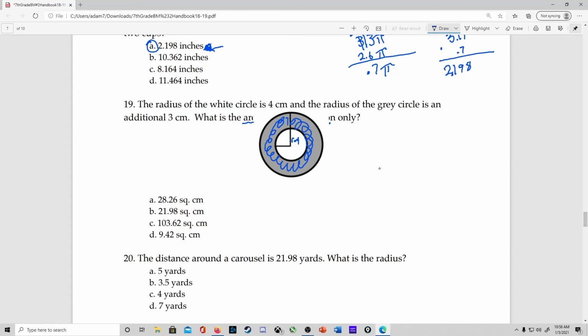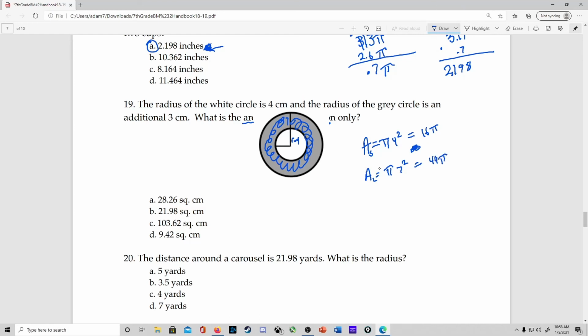I can't really tell which one it is, so we'll just find the area of both. So let's make this the area of the small circle, and then we'll make this the area of the larger circle. So it's pi times radius squared. For the small one, it's pi times 4 squared. And for this one, it's pi times 7 squared. So if we look at that, we get 16 pi, and for this one, we get 49 pi.